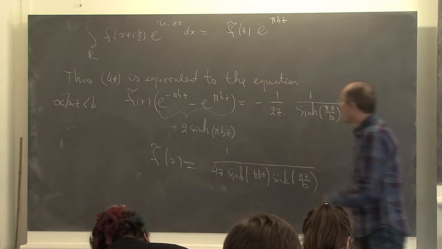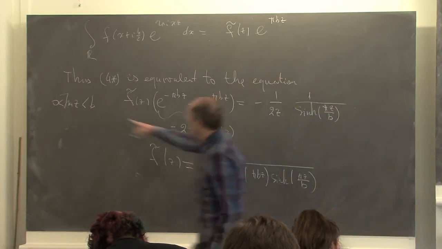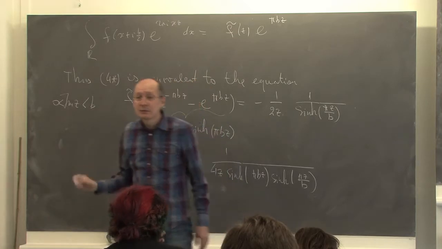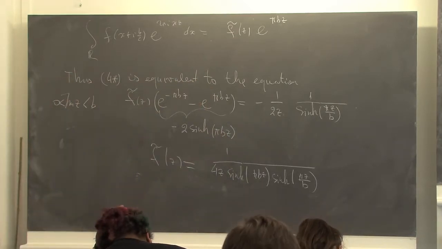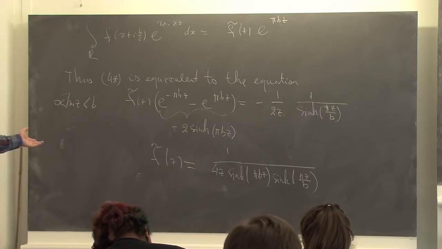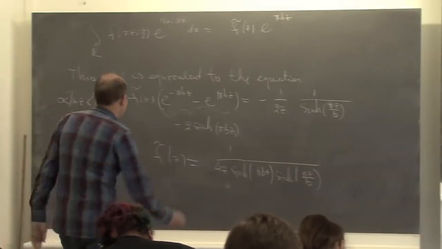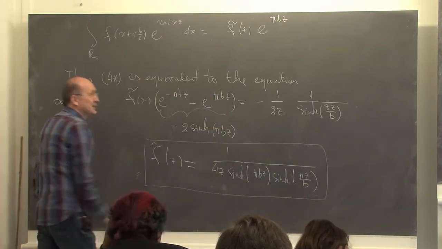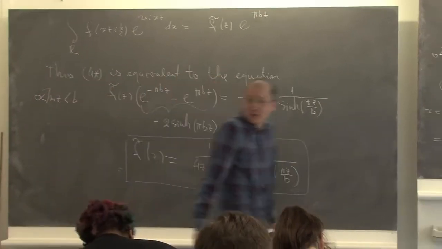And why are we allowed to divide? Because we are here, right? No problem with division. So we solved the problem. Look at this. Because what remains is to write the inverse Fourier transform, and that's it.